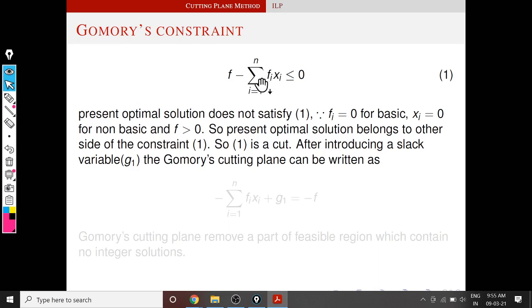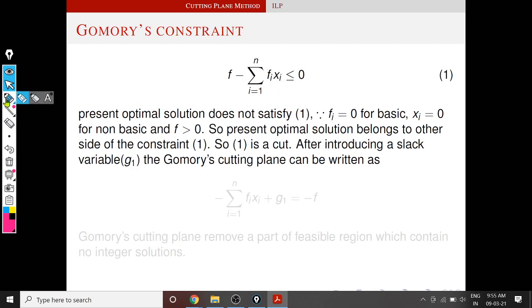So this sum is 0 for the present optimal solution, and f is positive, so f minus this is a positive quantity. That means our present optimal solution doesn't satisfy this inequality. Okay, the present optimal solution doesn't satisfy this inequality.